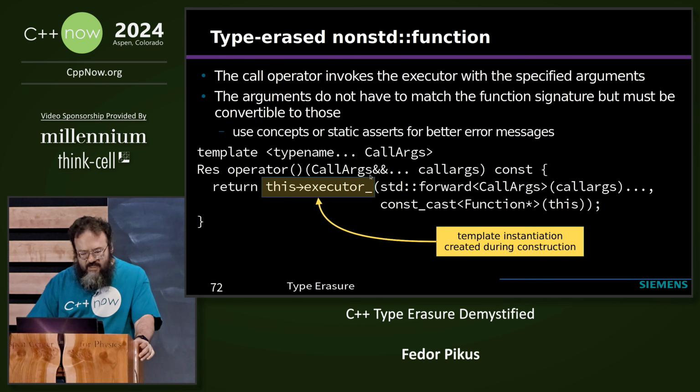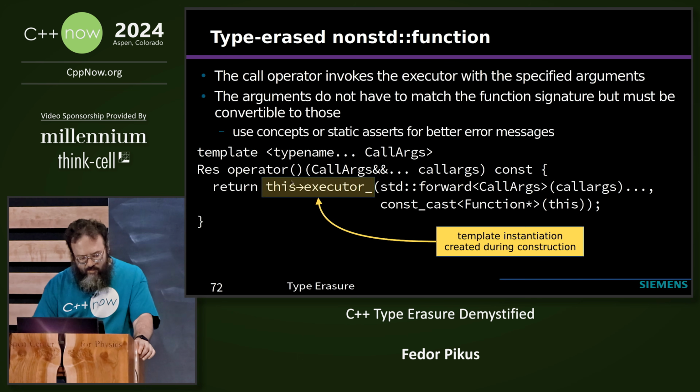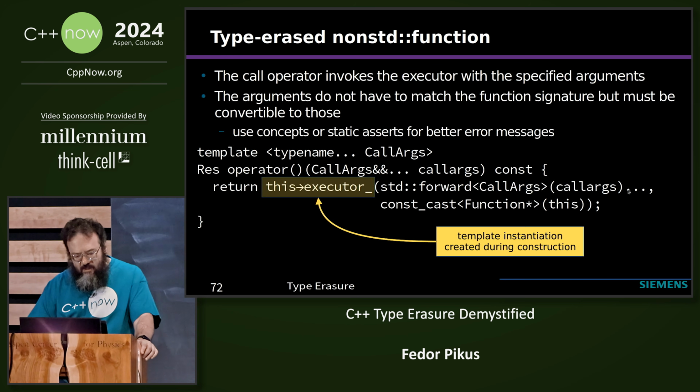Now, the last thing is the call operator. The call operator is where I get to invoke the function. So I have the call operator. It's a template on the arguments. I call the executor, which is a function pointer. The executor takes the same arguments, plus one more. I have to cast away the const, so I can make this thing const. But basically, I pass this pointer into the executor.